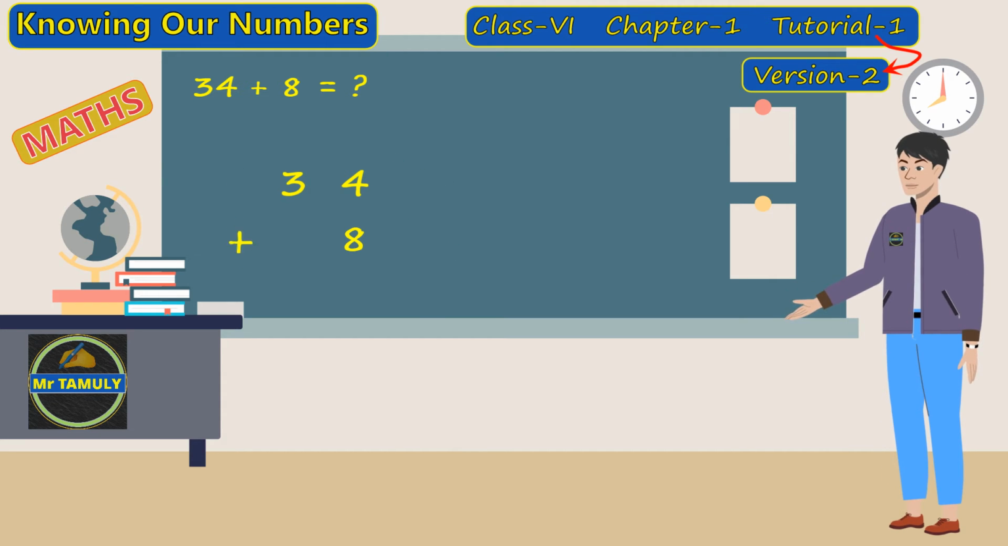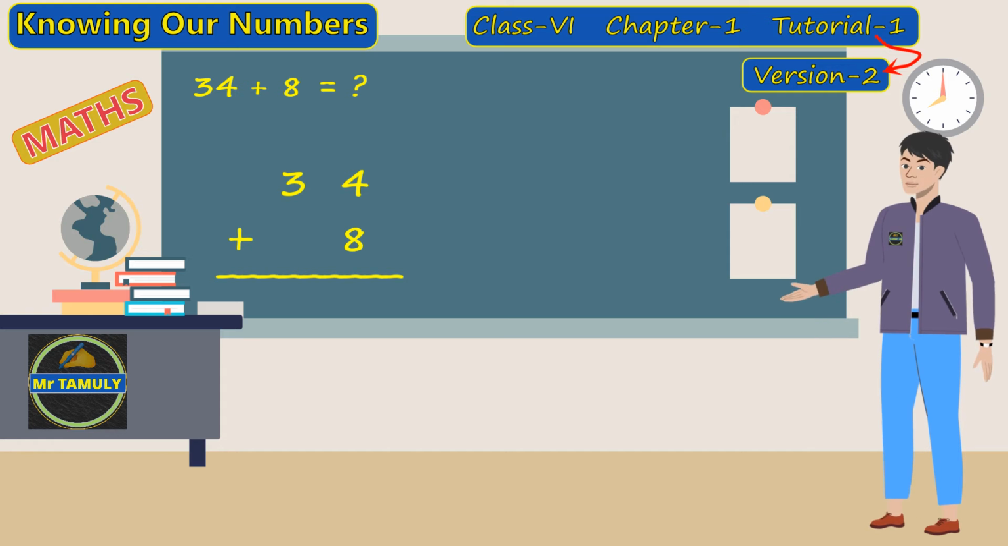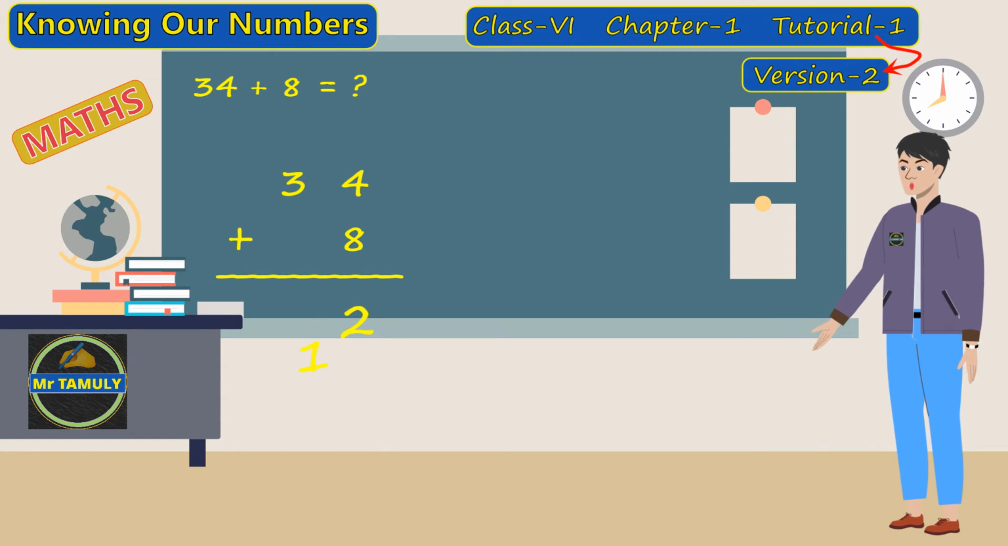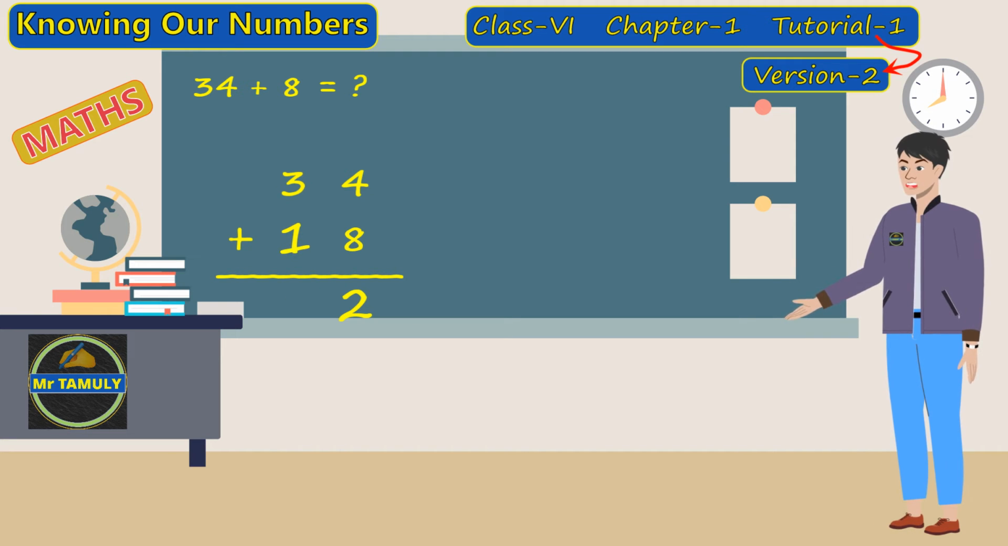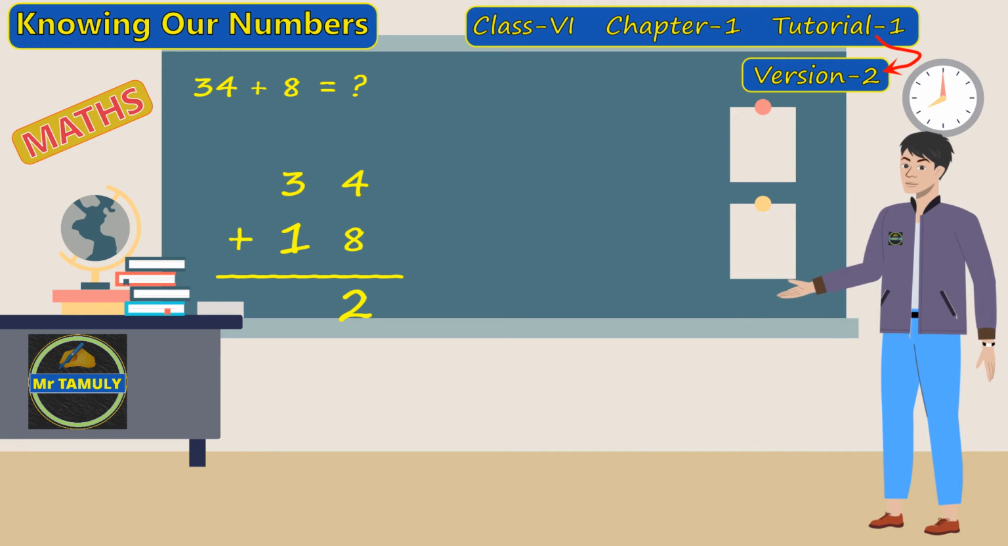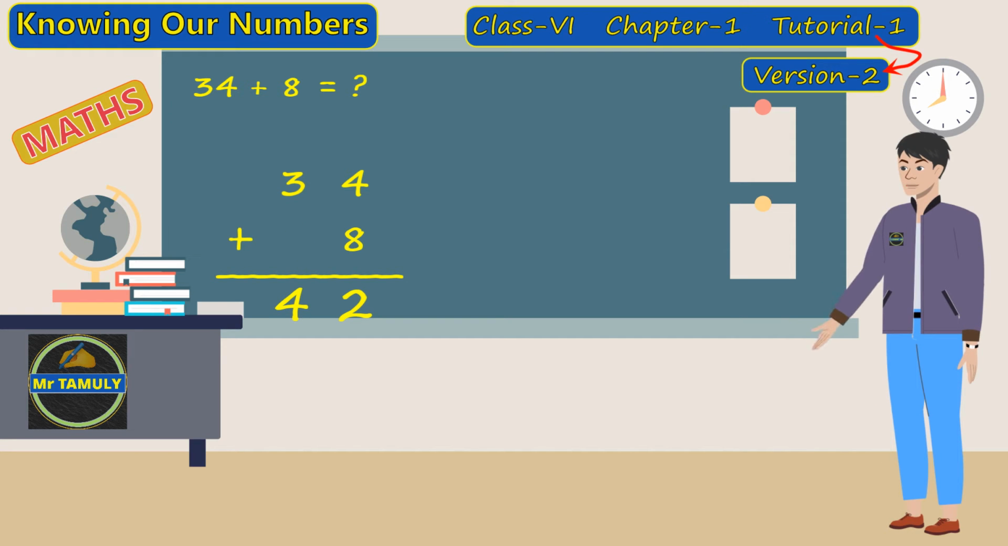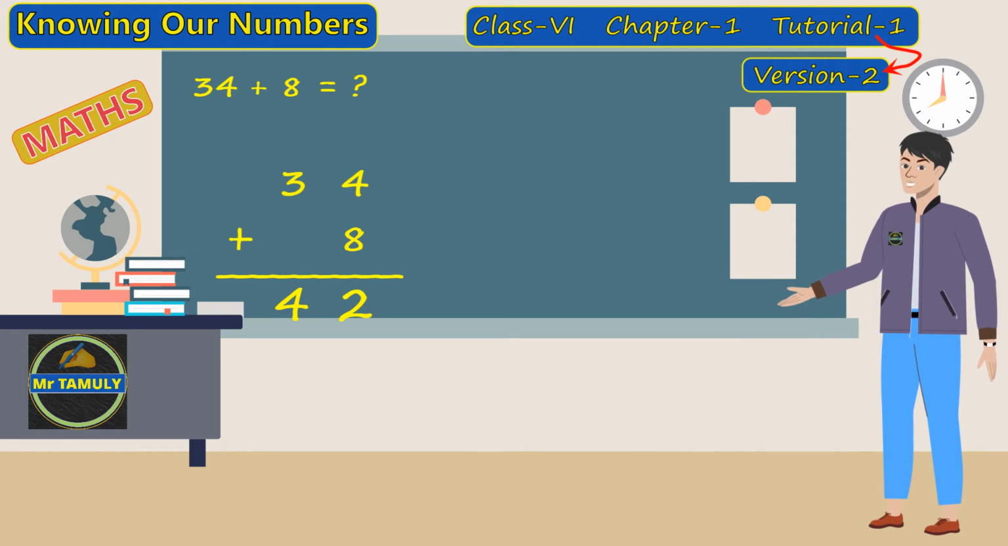Now we shall add the digits in the first position. So 4 plus 8 is equal to 12. Therefore we write 2 in the first position. And 1 is carried over to the second position. Now let's add the digits in the second position. 1 plus 3 is equal to 4. So we write 4 in the second position. And we get the answer as 4 and 2, 42.